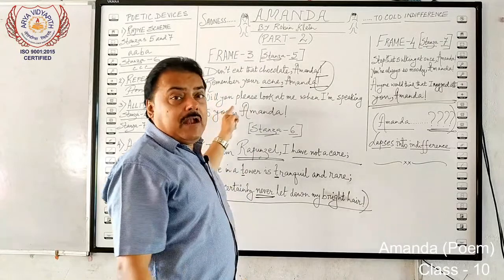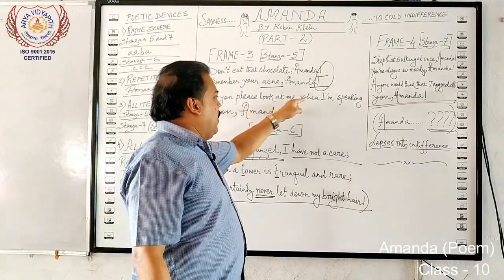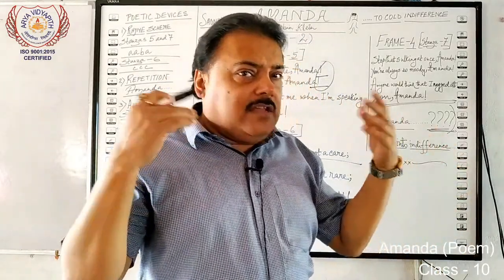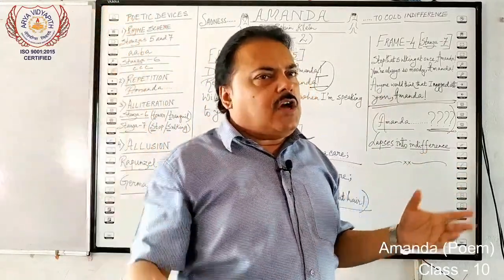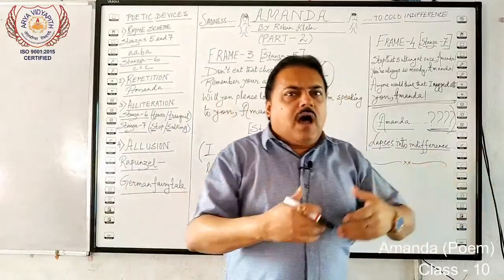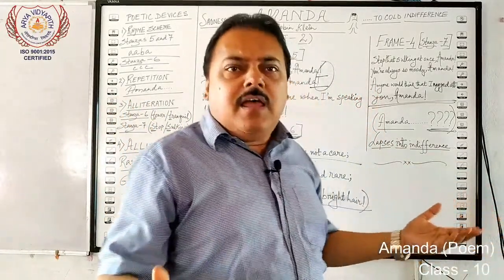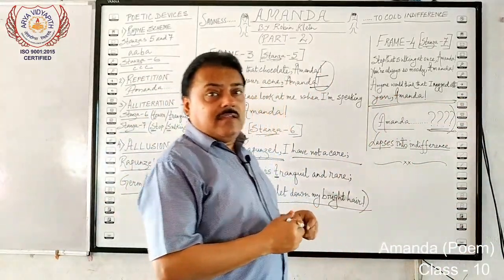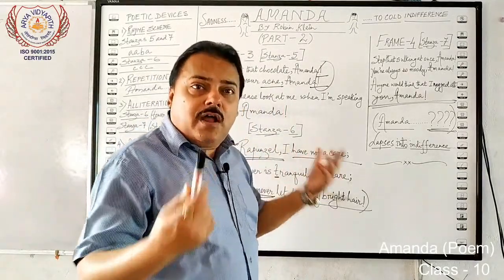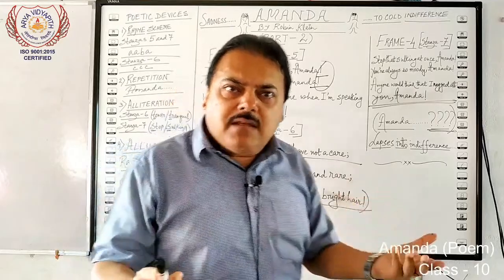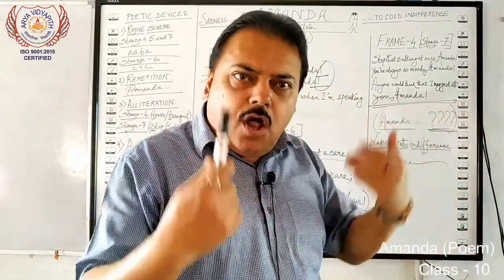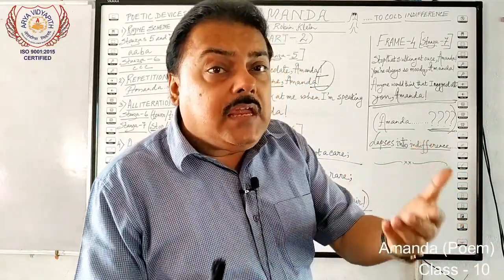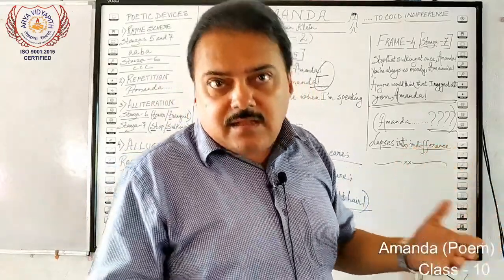Okay? And then Amanda's mother says, will you please look at me when I'm speaking to you, Amanda? Okay, now Amanda is obviously, as I said, lost in her own world. So she doesn't even look at her mother. All the while her mother has been shouting at her, she doesn't even care to look at her. Now that is something her mother does not like. Okay, so her mother says, look at me when I'm speaking to you. That's bad manners. When somebody is speaking to you, you must look at the person. Her mother fails to realize that she is not actually speaking to her, she is yelling at her.